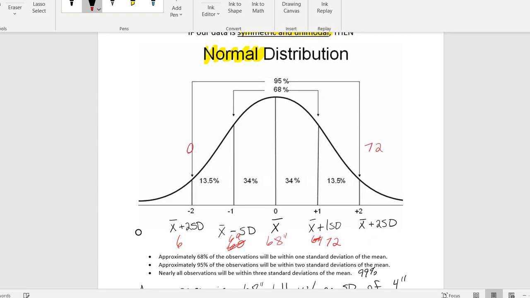Now, a key rule is that if you're not in the 95%, so if you're in the bottom 2.5% or the top other 2.5%, we don't call you an outlier, but we do say that you are unusual.